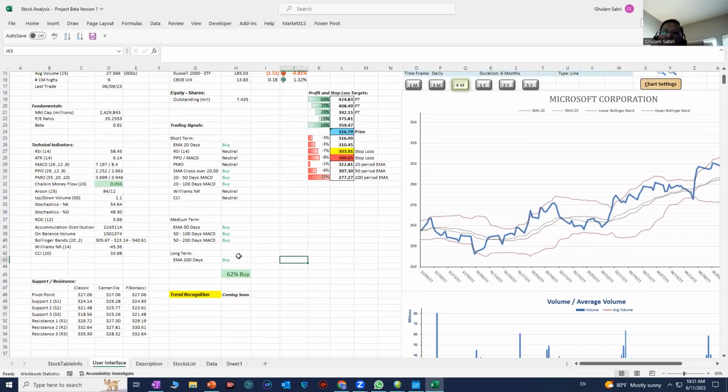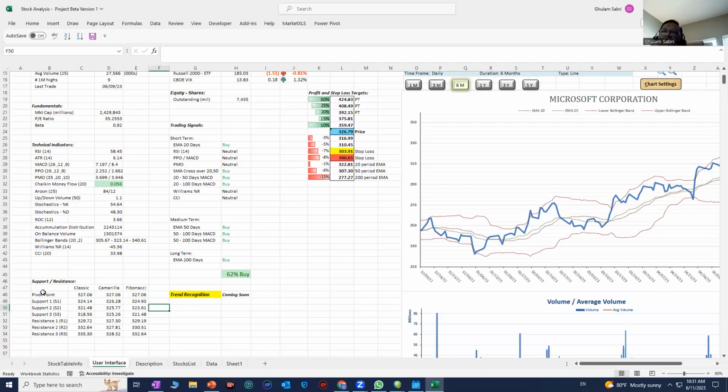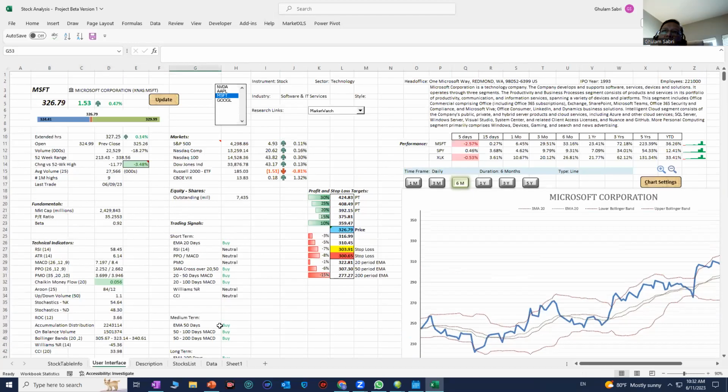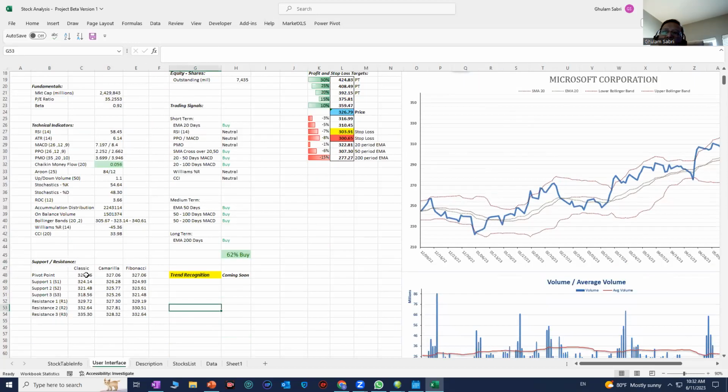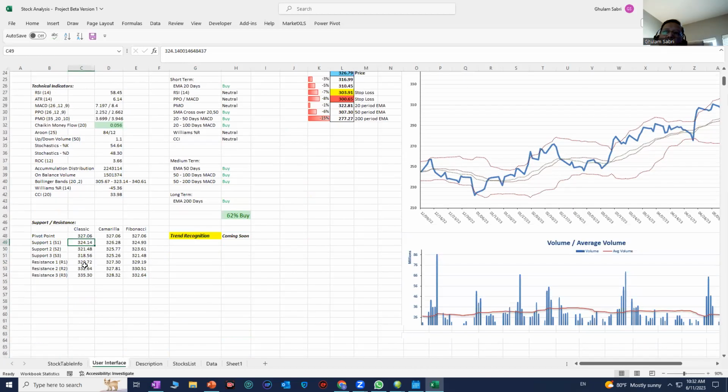Now, for day traders, there's a section which is support and resistance, and these pivot points, supports, and resistances are based on classic, Camarilla and Fibonacci retracement. These levels are for the day traders only, and it gives you trading levels. Like if you want to buy Microsoft right now, it's very close to its pivot point, and it has support at this level. So if Microsoft breaks this support, the trader should be out. Very close to it. And these are the resistances.